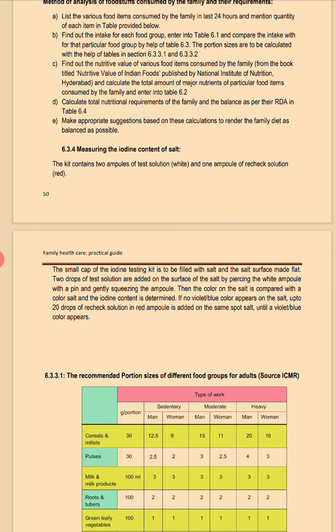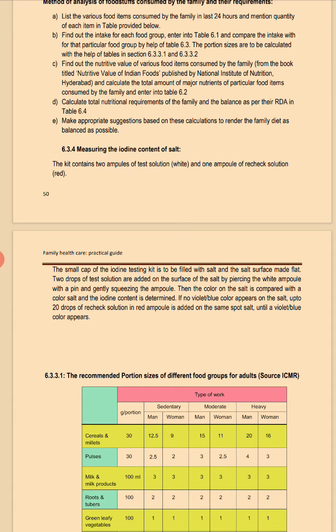So let us come to the measuring of iodine content of the salt. The kit contains 2 ampules of test solution, white, and 1 ampule of the recheck solution, red. The small cap of the iodine testing kit is to be filled with salt and the salt surface made flat. 2 drops of the test solution are added on the surface of the salt by piercing the white ampule with a pin and gently squeezing the ampule. Then the color of the salt is compared with the color chart and iodine is determined.